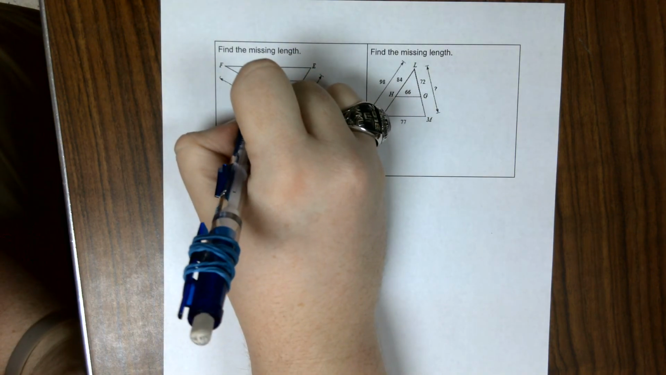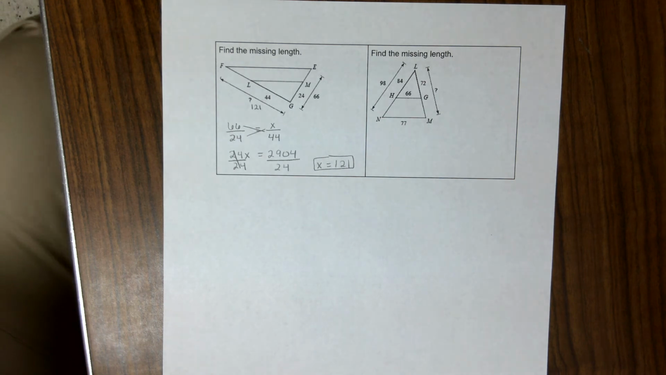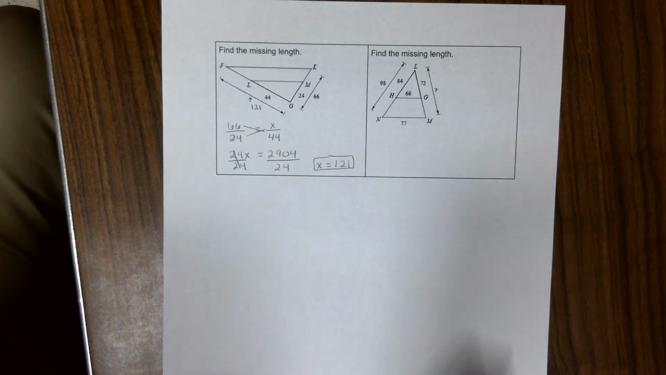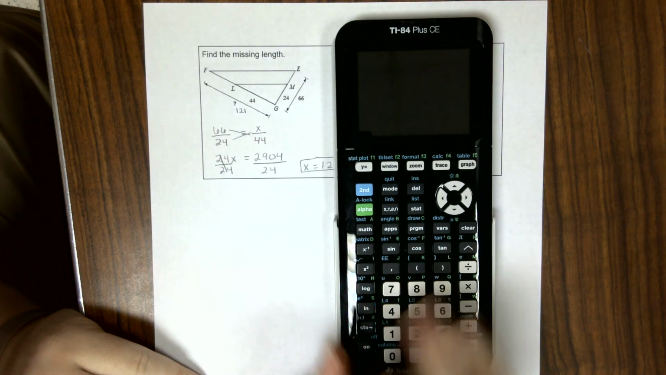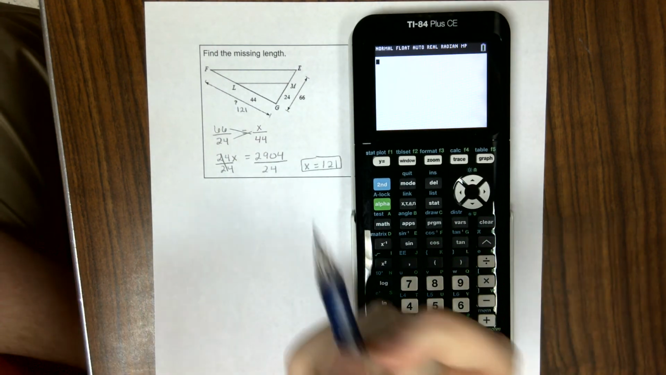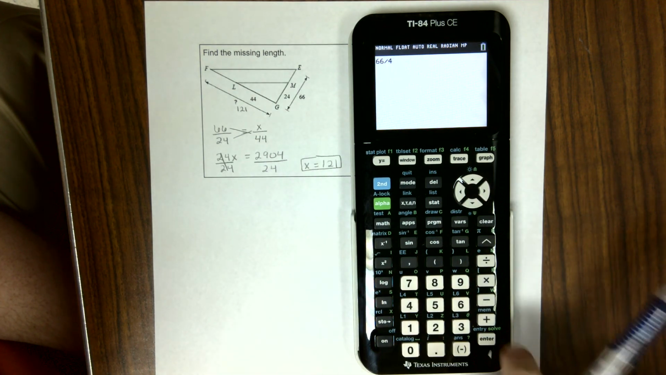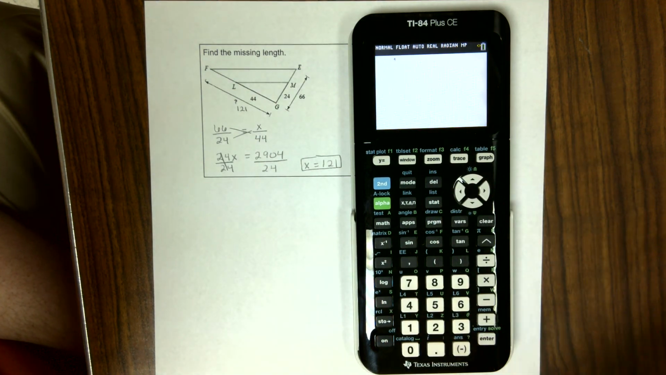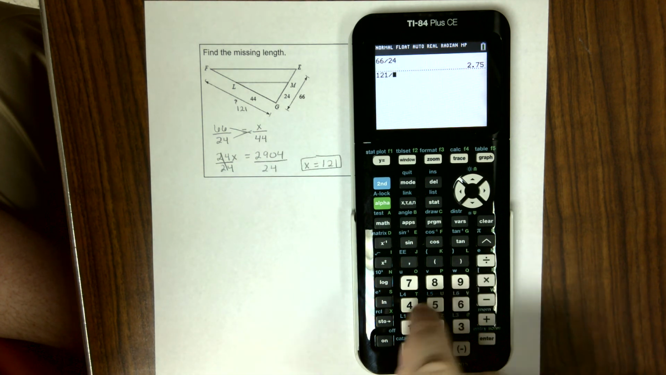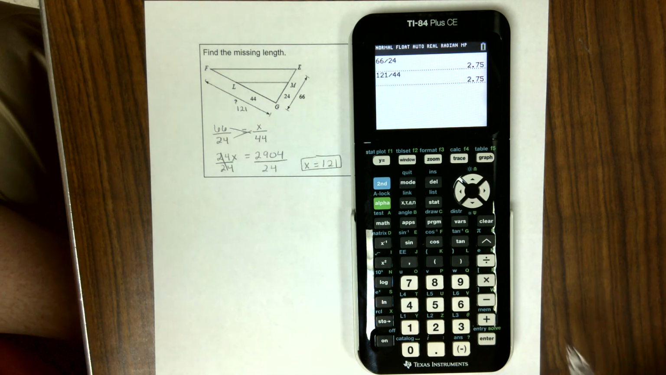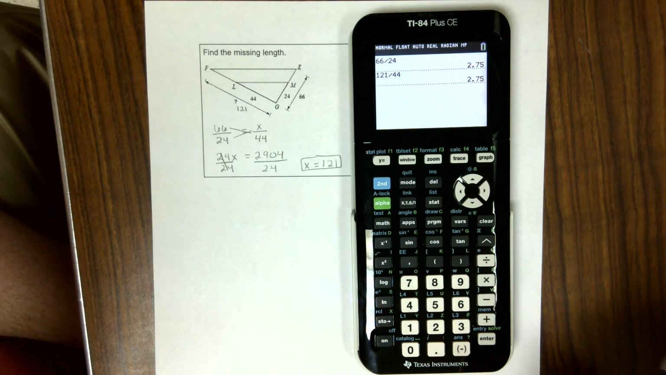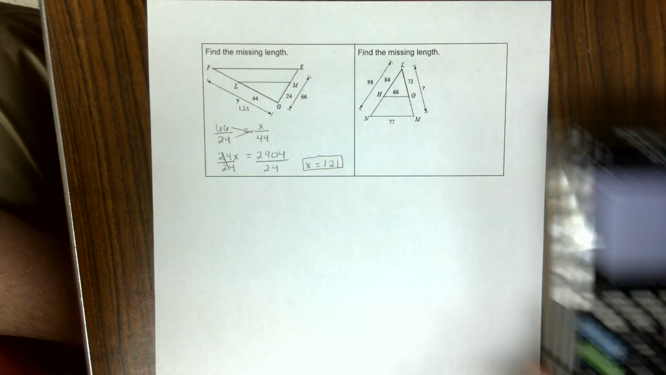Okay. Now, how do we know that's right? What if you're just concerned that it's not right? What you could do is actually look at the proportion between the two. So, physically divide 66 by 24. You get 2.75. What is 121 divided by 44? 2.75. Those decimals match, and so we've done this problem correctly.